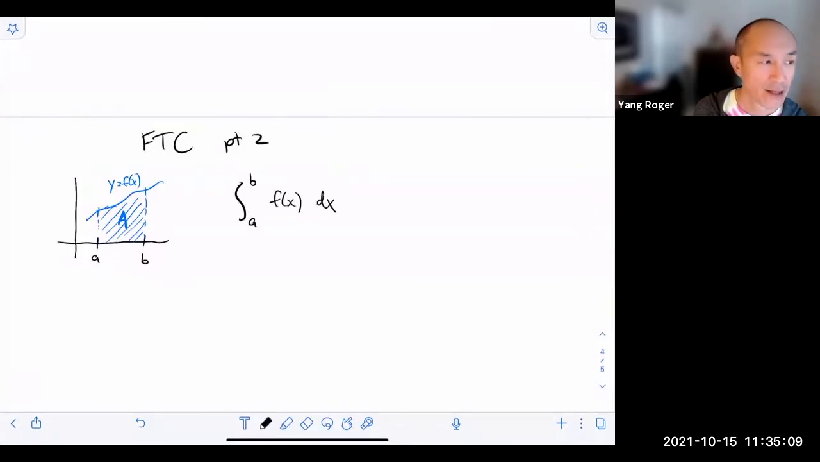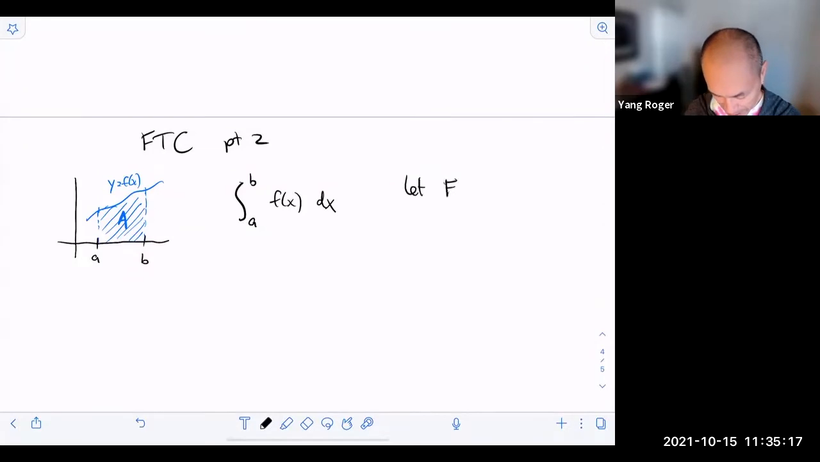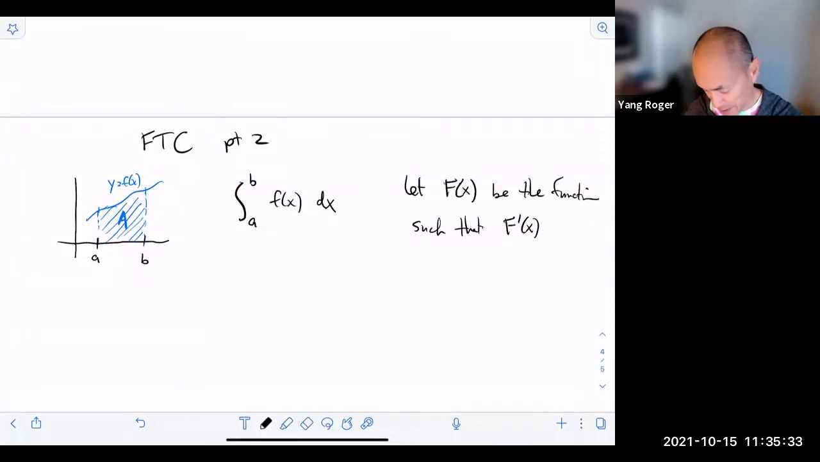Okay. Now here's what I want to do. I want to say, let capital F of x be the function such that capital F prime of x is equal to little f of x.